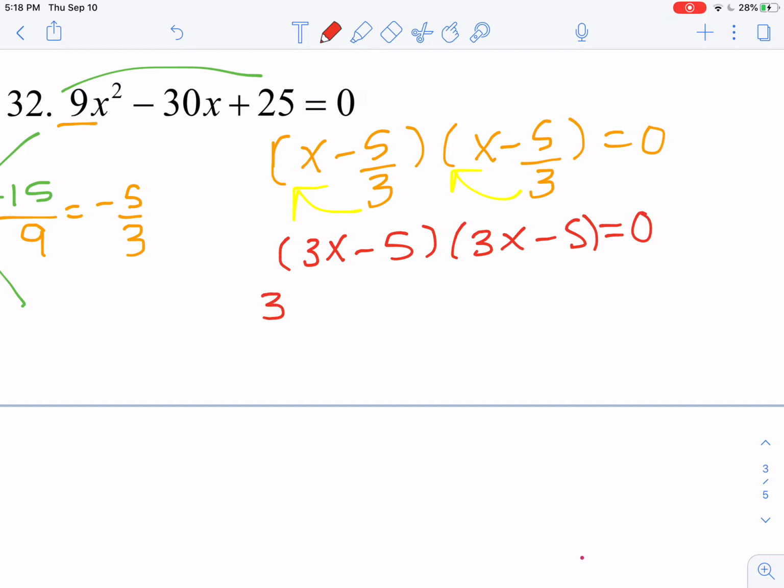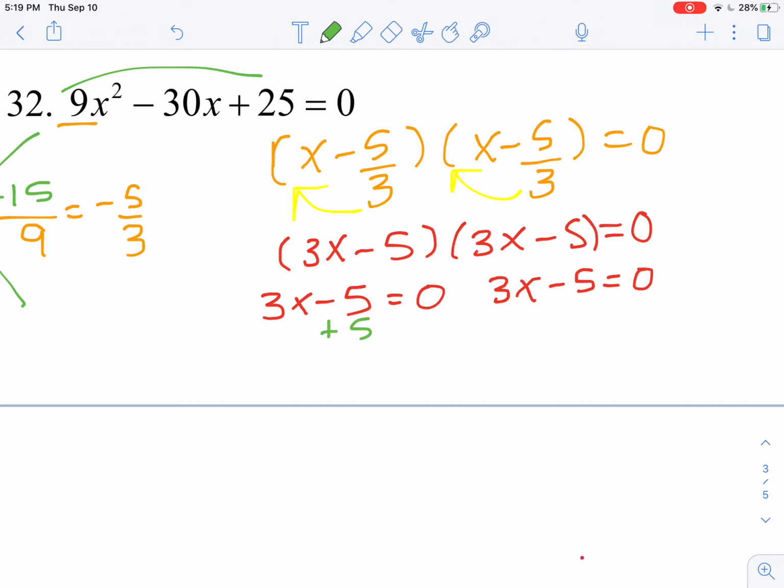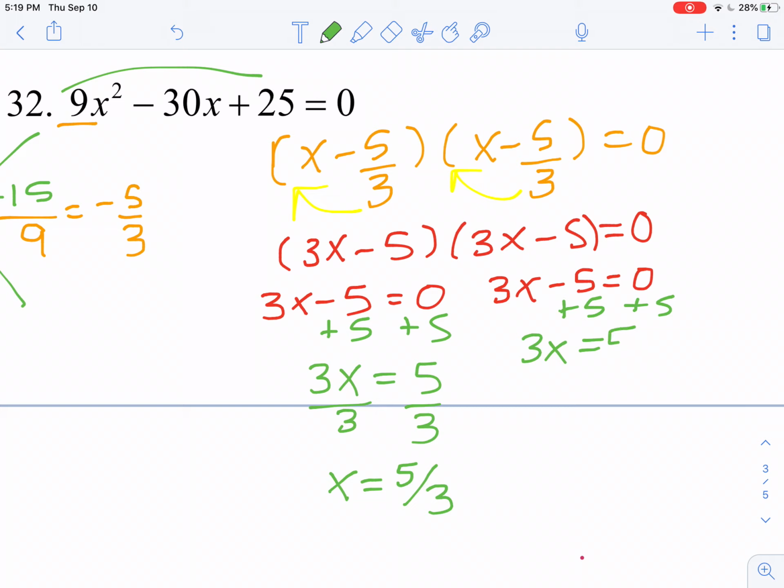Now I'm going to set my factors equal to 0. Now if you notice, our two factors are the same. So it's not absolutely necessary to actually solve both of them because they're going to get us the same solution. But if it makes you feel better, you can write it all out. So when I add 5 over, I get 3x equals 5, then divide by 3, x equals 5/3, and over here, again, it's the same exact process. It's going to get you the same answer, but it doesn't hurt to write it out. I get x equals 5/3.